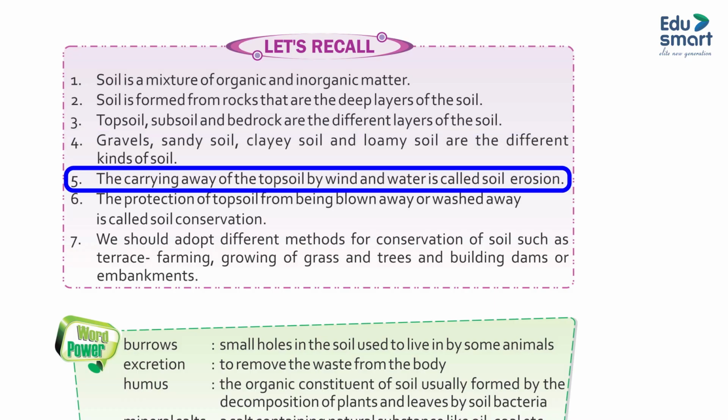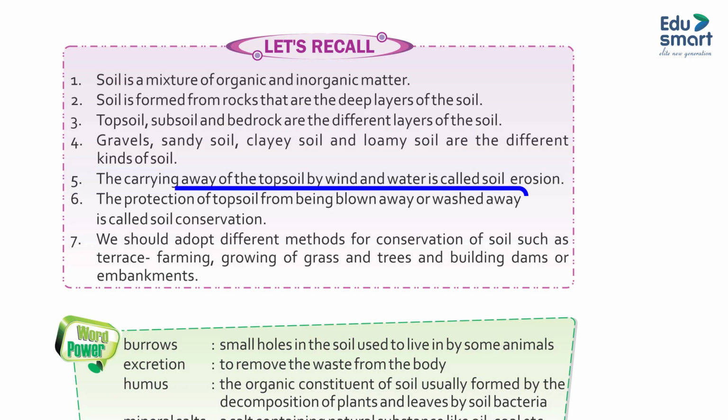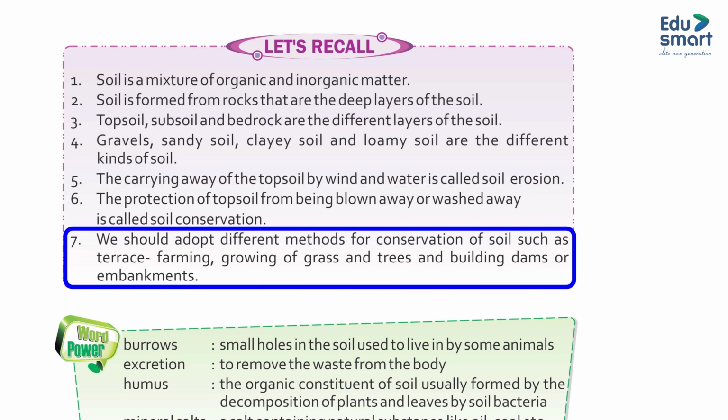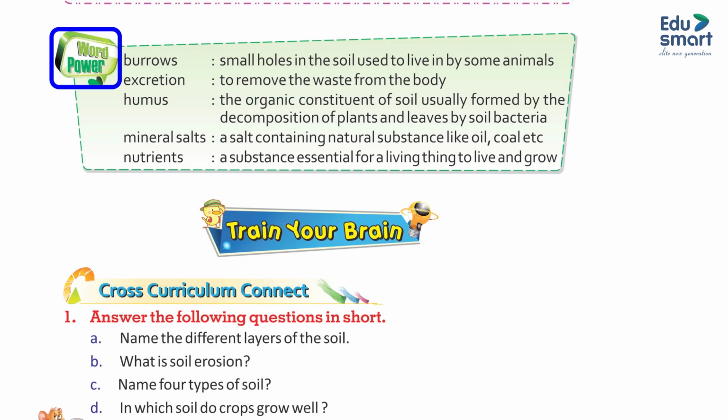5. The carrying away of the topsoil by wind and water is called soil erosion. 6. The protection of topsoil from being blown away or washed away is called soil conservation. 7. We should adopt different methods for conservation of soil such as terrace farming, growing of grass and trees, and building dams or embankments.